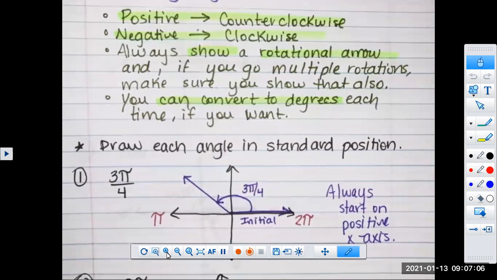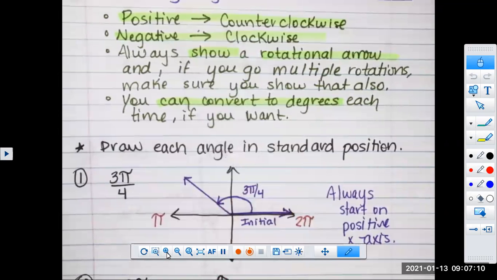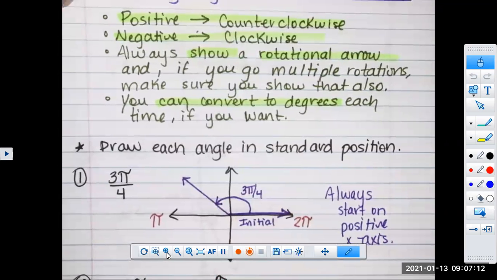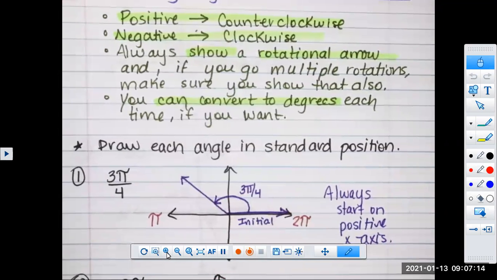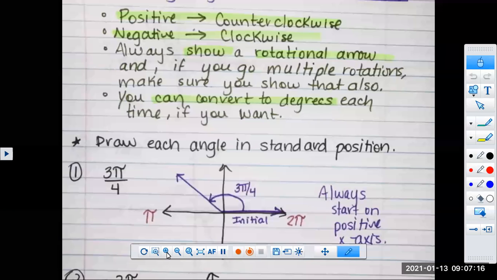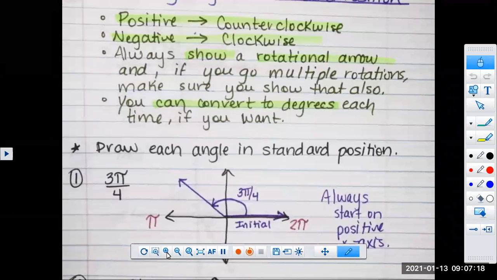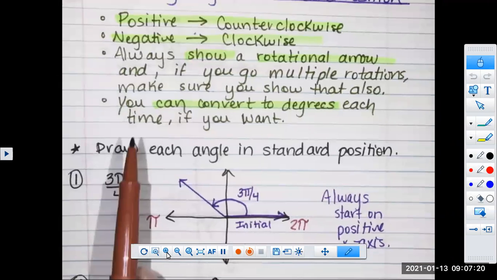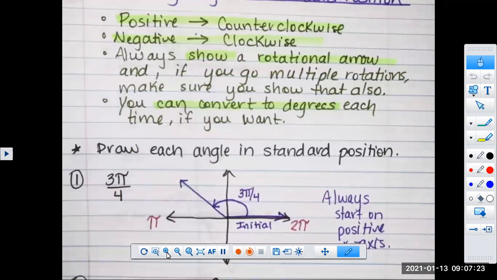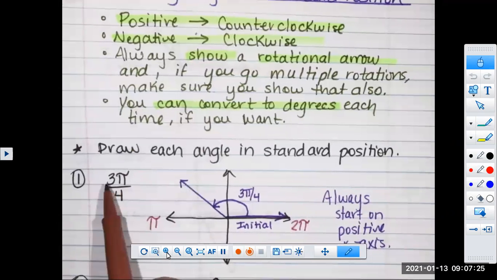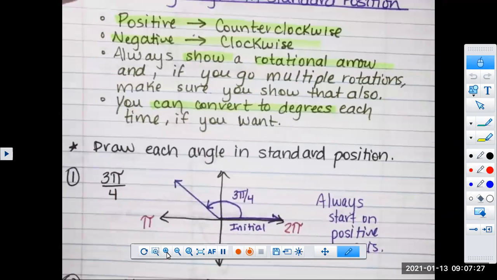Does anybody still need that top part here? Okay. What'd you say? This one? No, I was just saying you can convert it to degrees if you don't want to work in terms of radian measure.